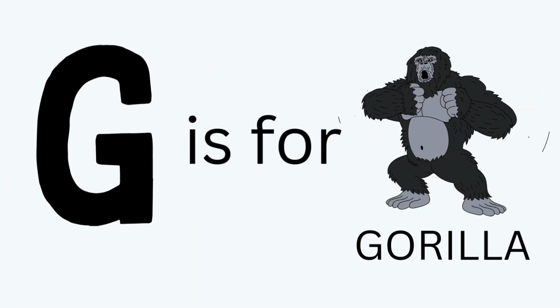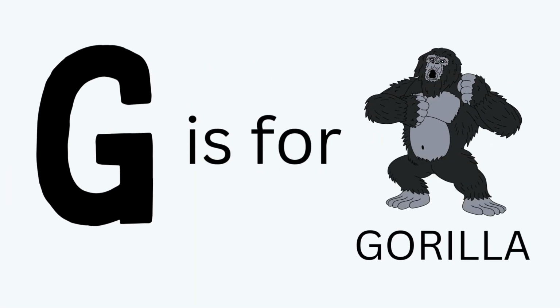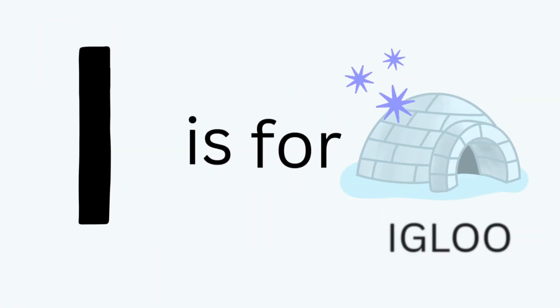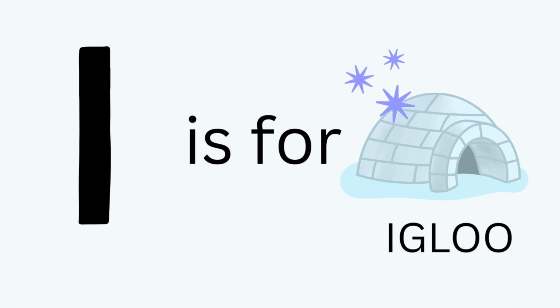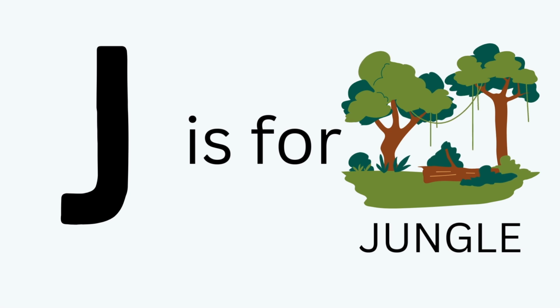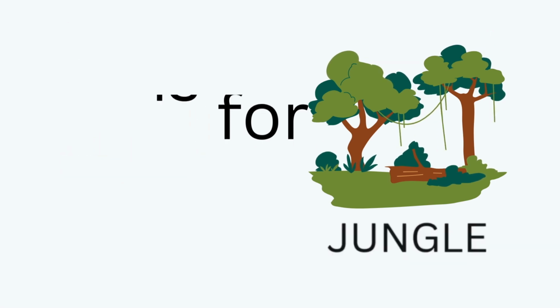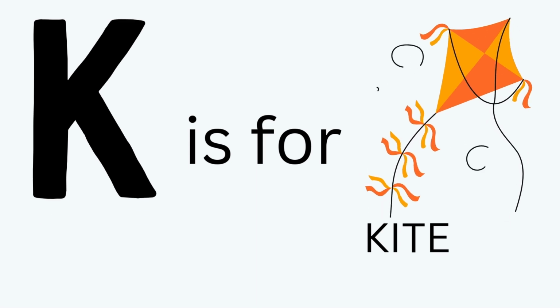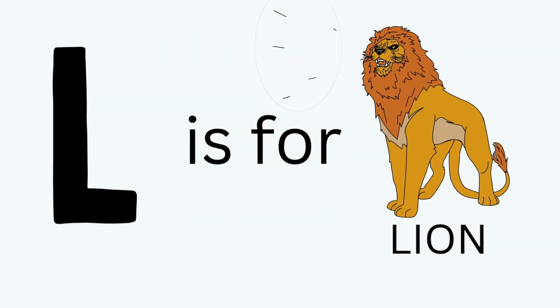G is for gorilla. H is for hat. I is for igloo. J is for jungle. K is for kite. L is for lion.